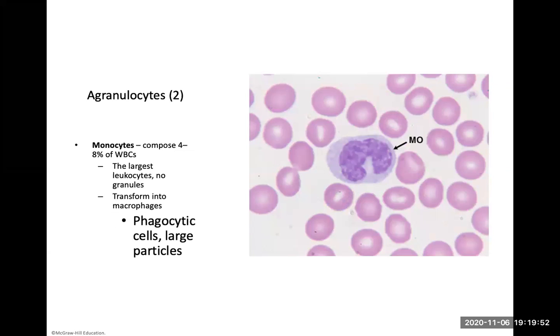And here are monocytes. They sometimes have a kidney-shaped nucleus. They're the largest leukocytes, with no granules. They will transform into macrophages, which have the ability to eat up anything foreign. So they are phagocytic cells with large particles.